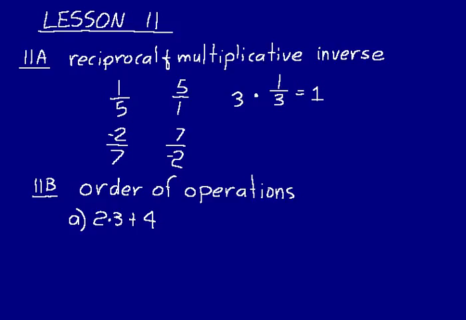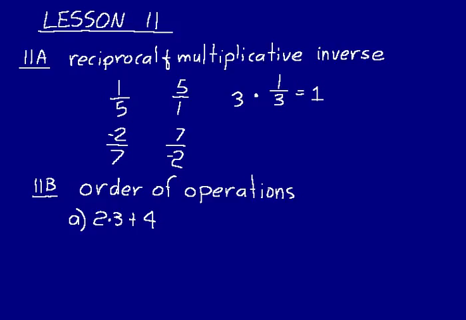Part B is on order of operations, and let's just learn about this by doing some practice problems. Look at practice problem A. 2 times 3 plus 4. Now you might think you could do 2 times 3 and then add the 4 on there. So which way is right? Do you do the multiplication of 2 times 3 and then add 4? Or do you do 3 plus 4 and then multiply that by 2? Well, the thing to remember here is you always do multiplication first. That's just a rule in working with operations.